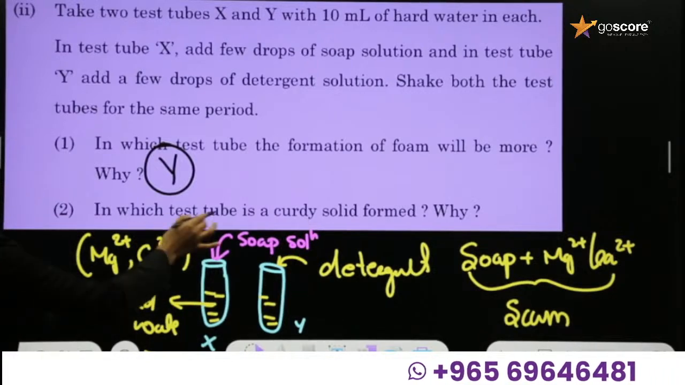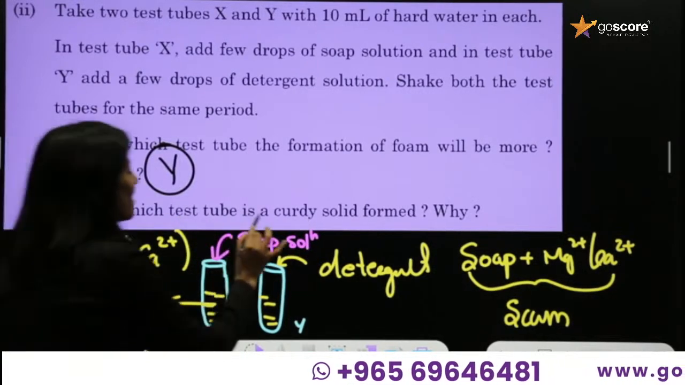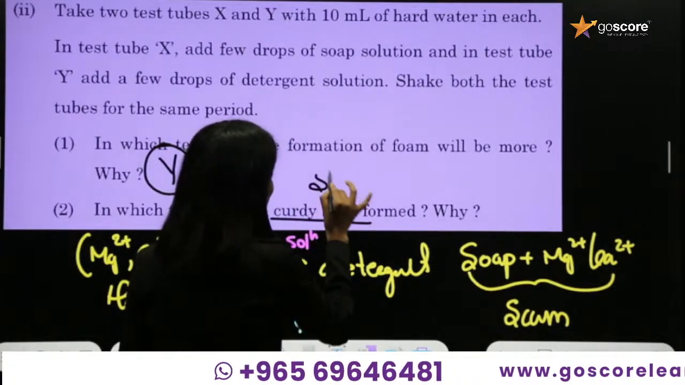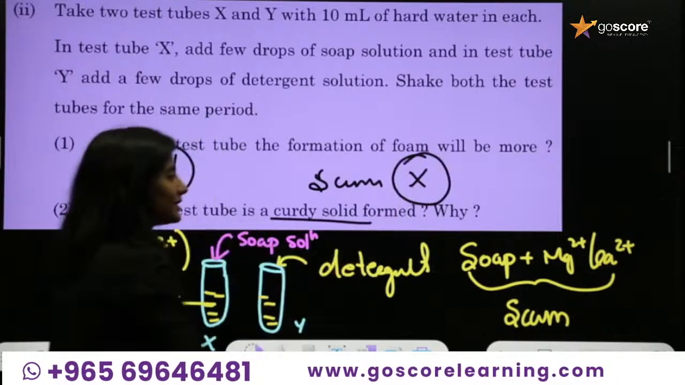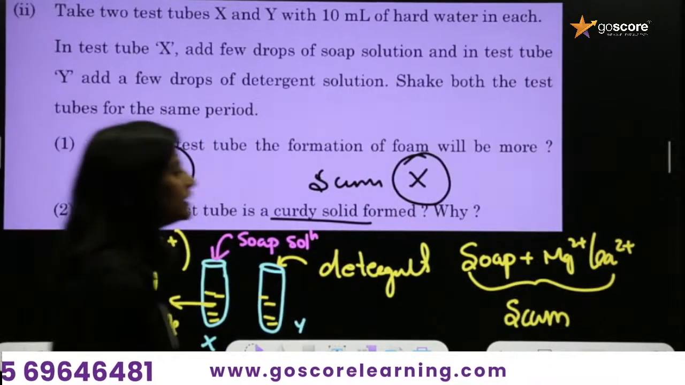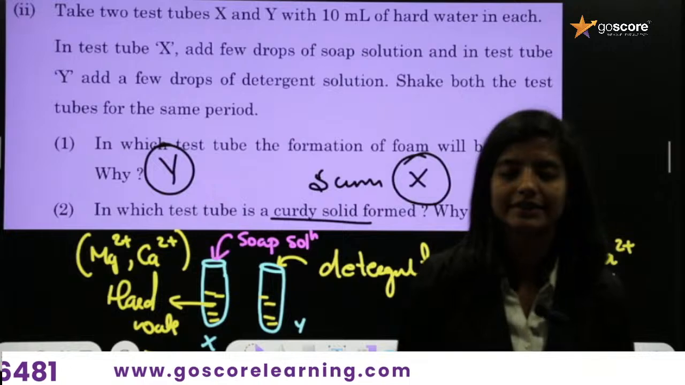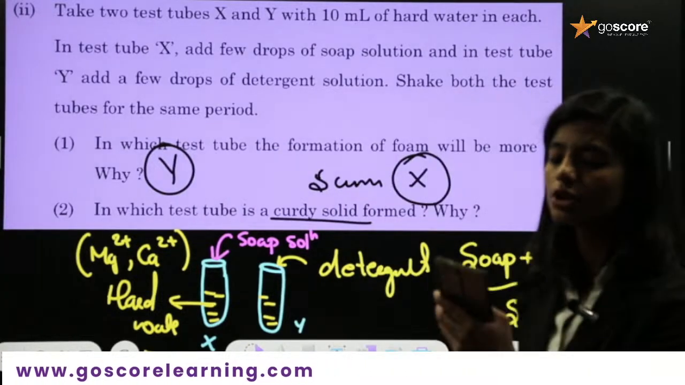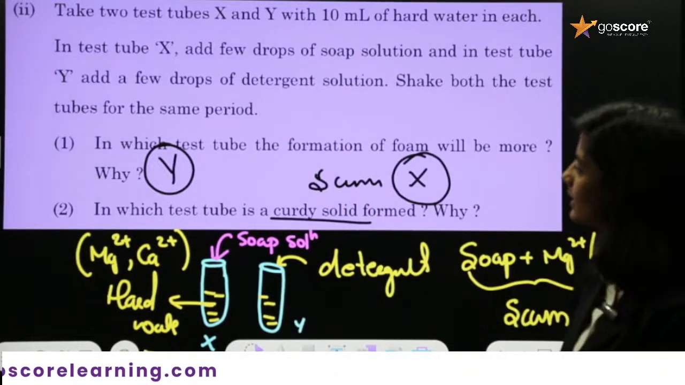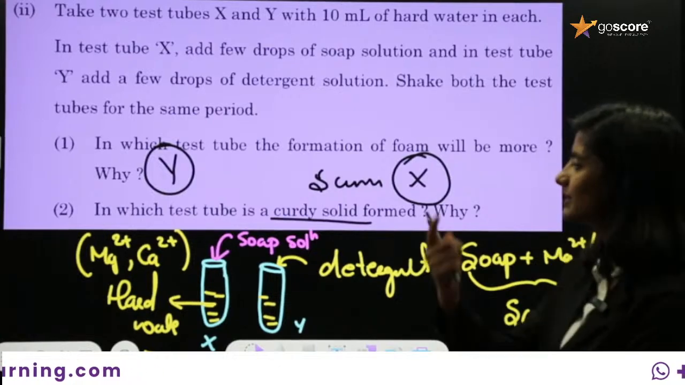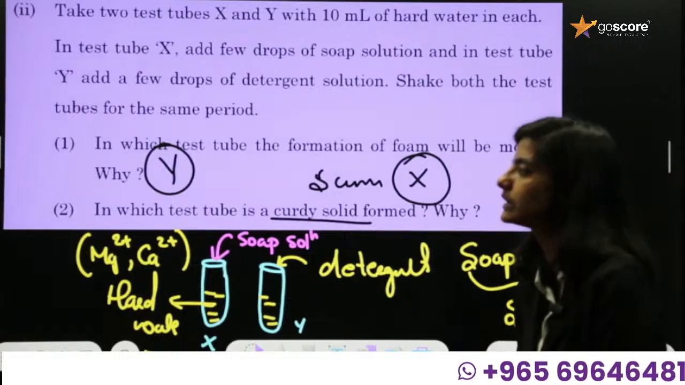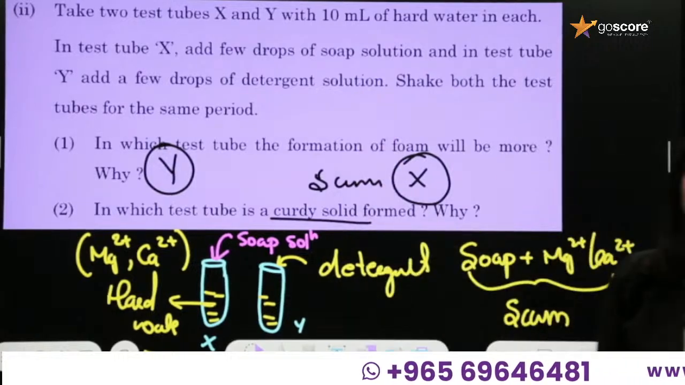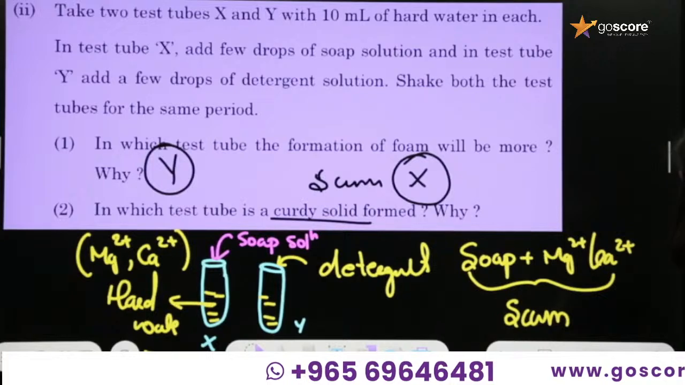Okay, in which test tube will a solid precipitate called scum be produced? That is definitely in X, because it has the soap molecule. Soap molecules react with Mg2+ or Ca2+ in the solution to form the scum. Done? It's an easy question. If you write the micelle formation and these two, you'll get 5 marks. Or else you can just choose the other options that you have. Okay? Now that's about the 5 mark question.